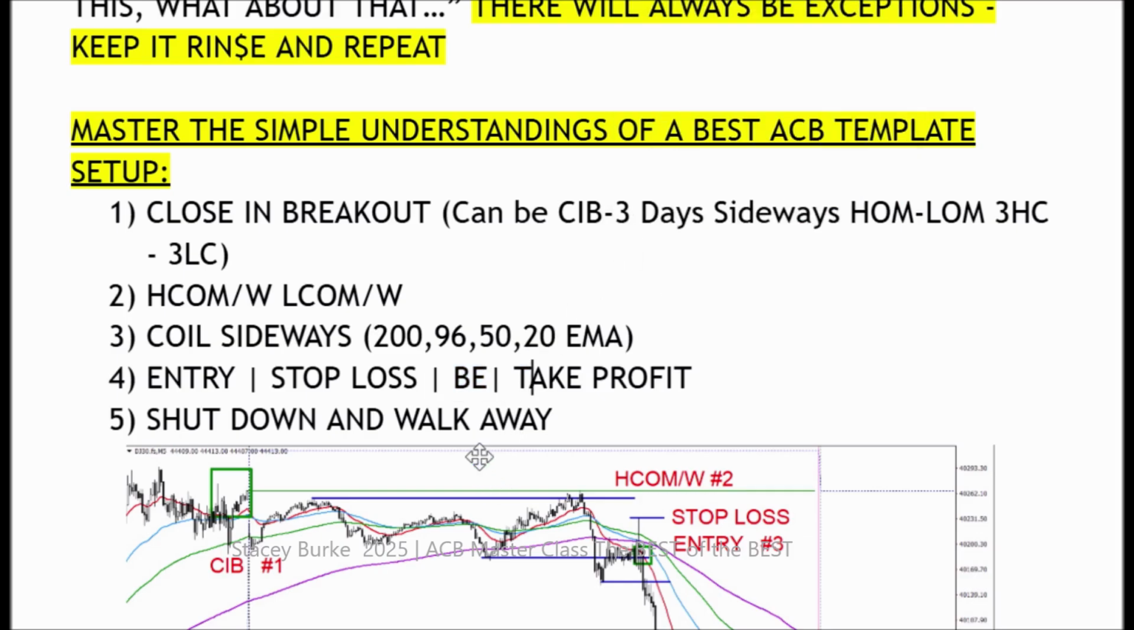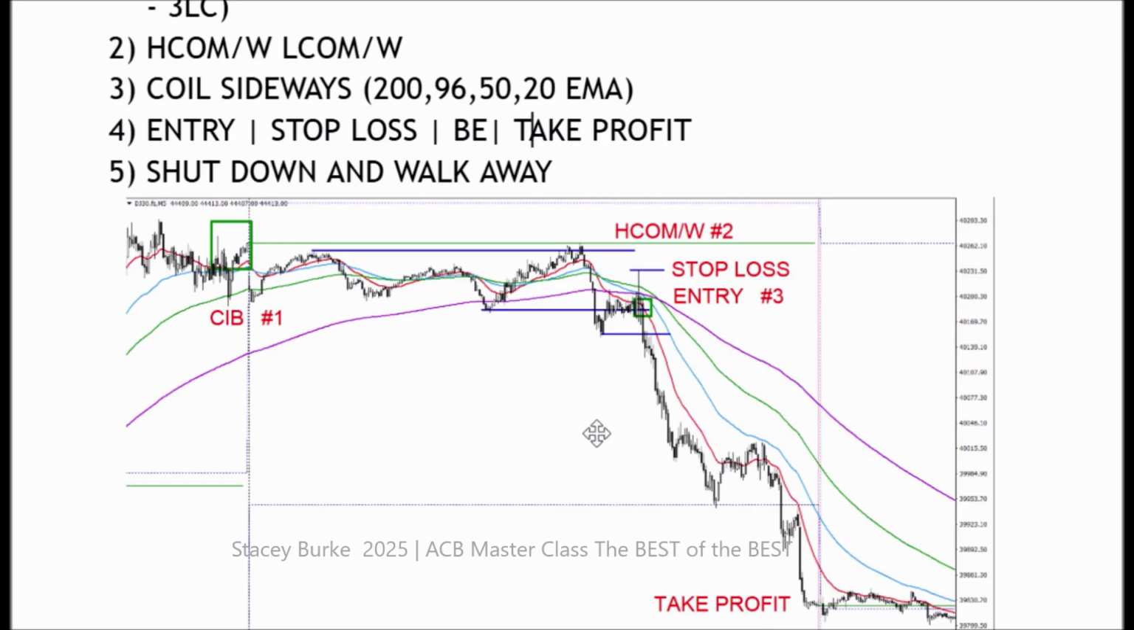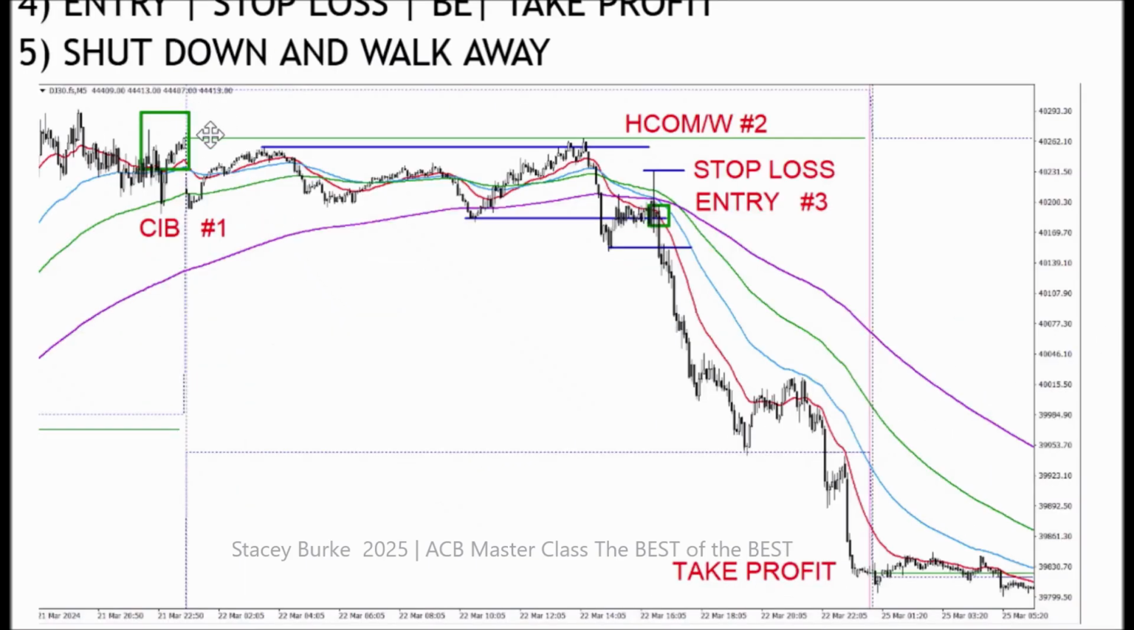The only other potential management of a trade is if it clears a level to go to break even and then walk away. Now, regardless, we're going to see some subtle variations in some of these templates, but I want to emphasize the 4 steps that we just talked about. Close and breakout, the highest closing price of the month or the week. Number 2, coil sideways into our EMA, placing an entry, a stop loss, and a take profit level. Once it clears a level, going to break even and walking away. That is the ACB model.